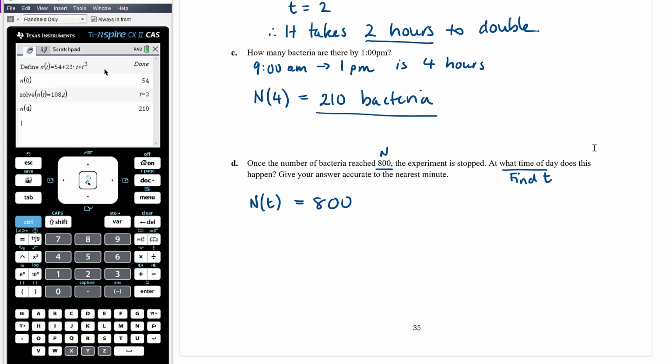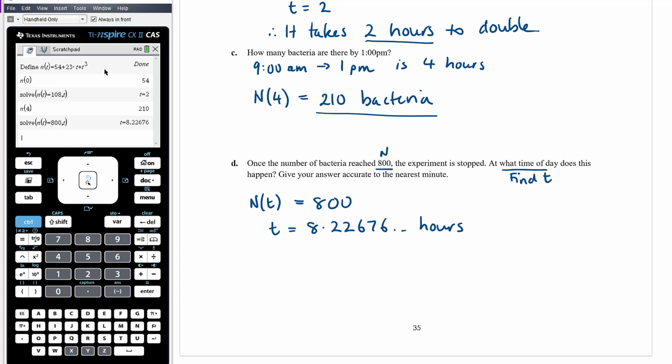Now back over in my CAS screen over here, I don't need to, I've already solved n of t equal to something else 2 lines ago, so I'm not going to retype that whole thing. I'm going to hit up 4 times till I get here. I'm going to press enter to copy that down, and I'm simply going to adjust the 108 to be 800. Sorry, 800. So we're solving n of t equal to 800, right, and we get t equals 8.22676 hours.